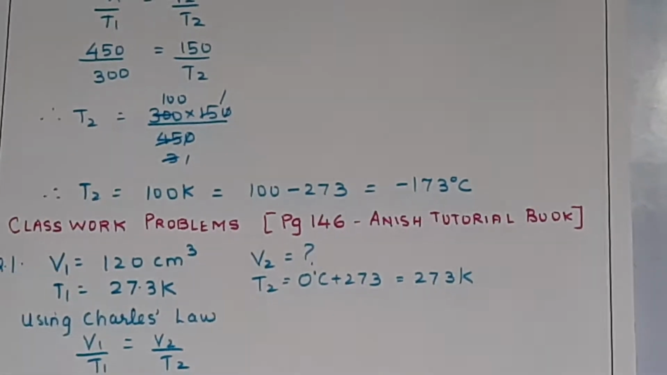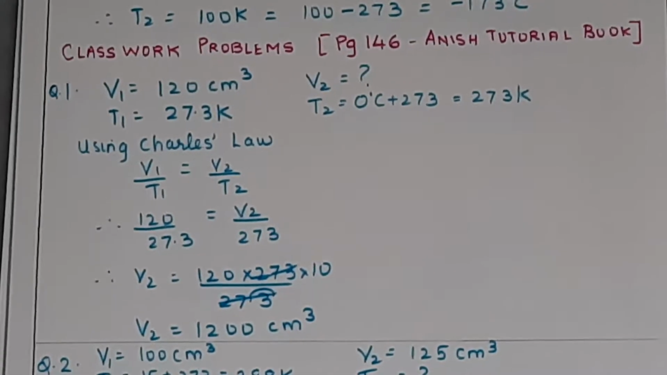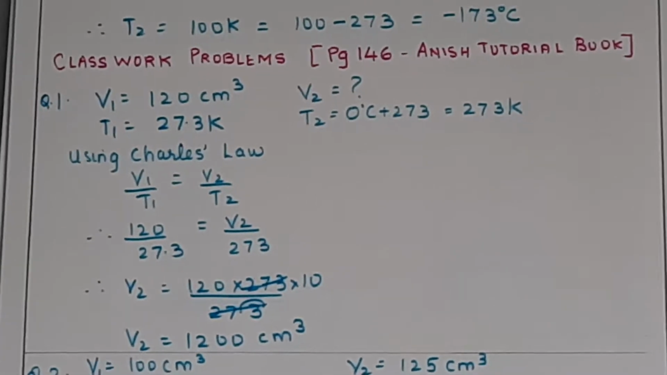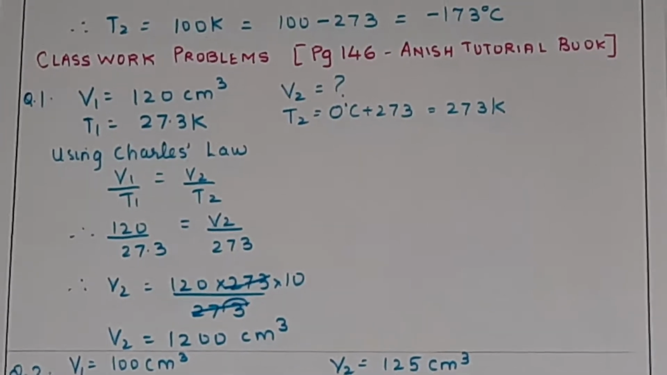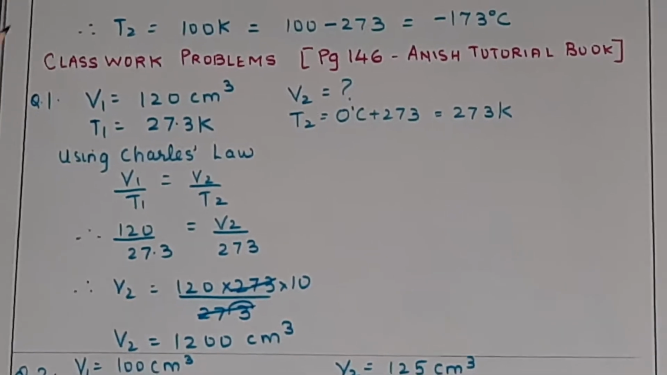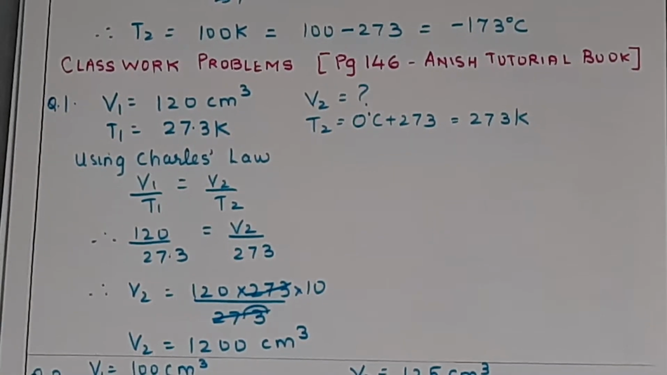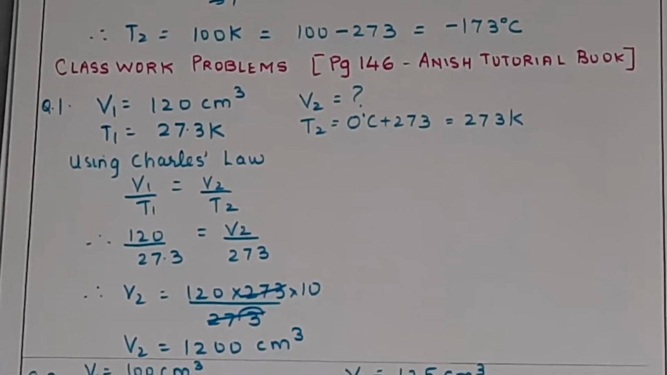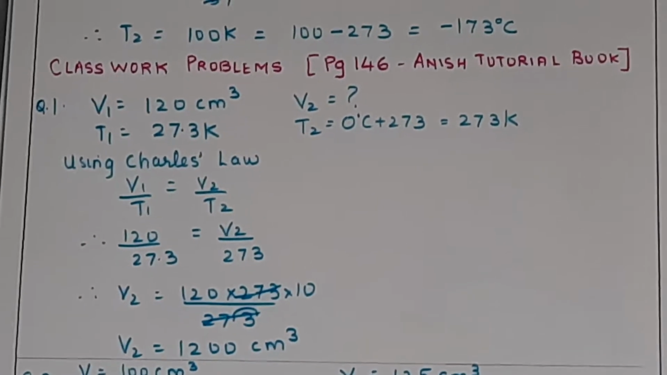Okay. So now we will start with the classwork sums, which are on page 146. Yes, so you have to open to page 146 of the Anish tutorial textbook, and we will be solving the classwork sums. The first one: 120 cc of a gas is taken at 27.3 Kelvin.